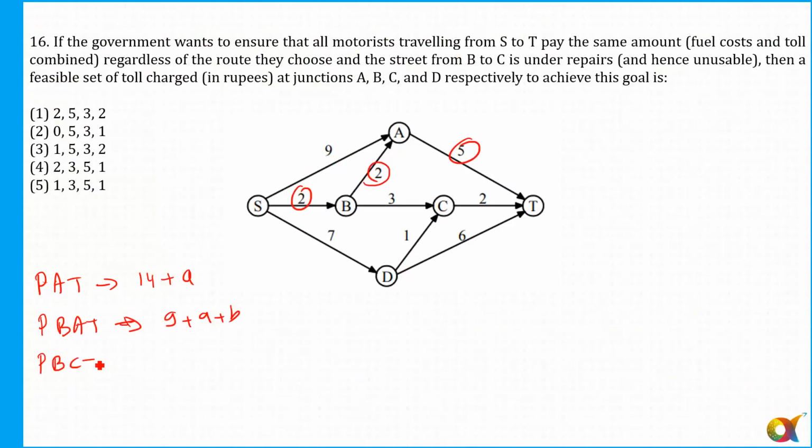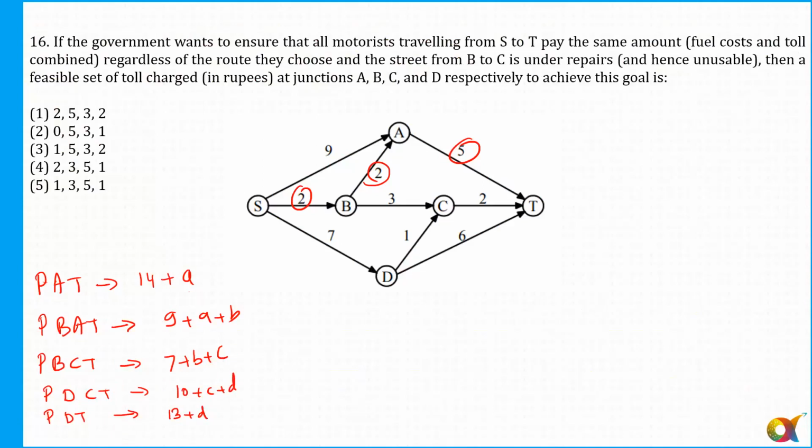Similarly, SBCT, and for SBCT the charge will be 2 plus 3, 5, plus 2, that is 7, plus B plus C. And next, SDCT. For SDCT, the charge is 7 plus 8, plus C. And here it is SDT, so SDT is equal to 7 plus 6, that is 13, plus D. Alright, so these are the different charges: 14 plus A, 9 plus A plus B, 7 plus B plus C, 10 plus C plus D, and 13 plus D.